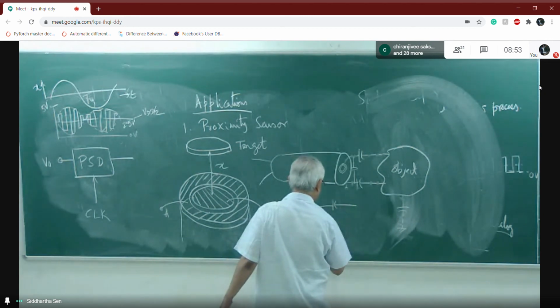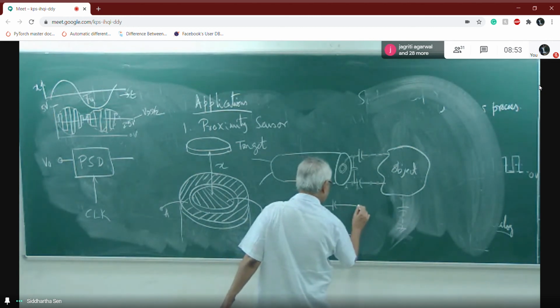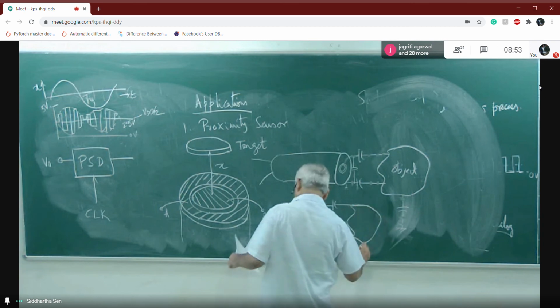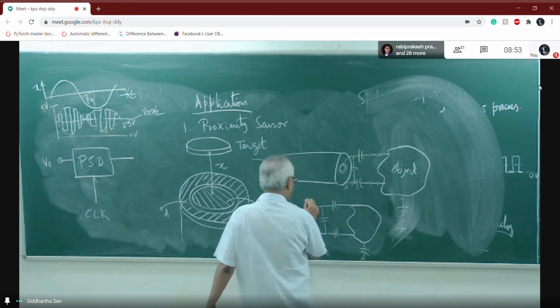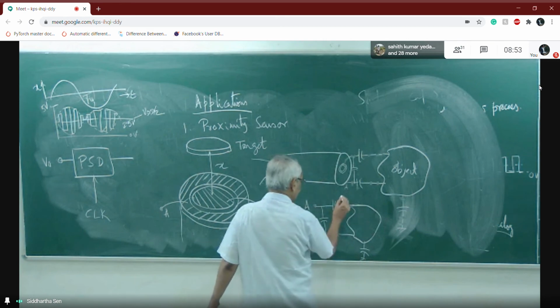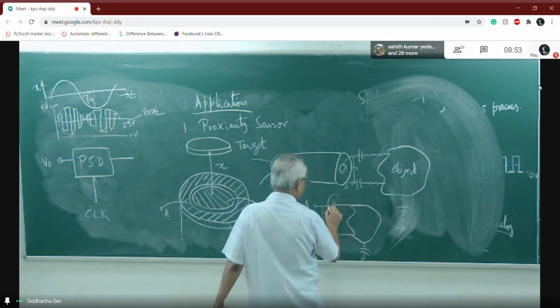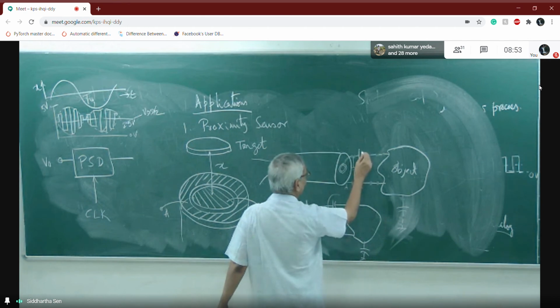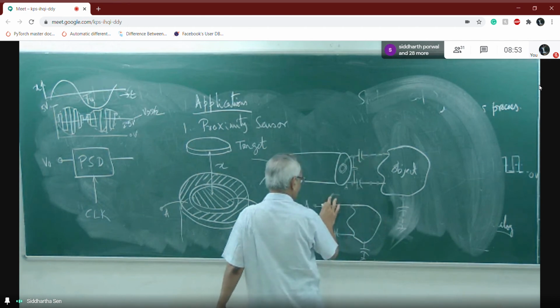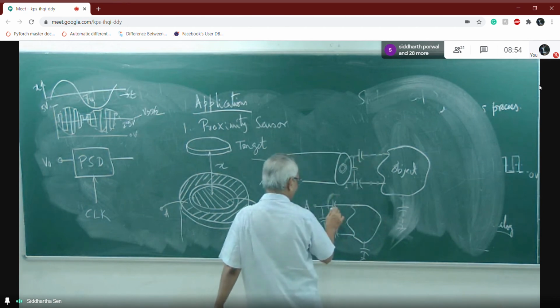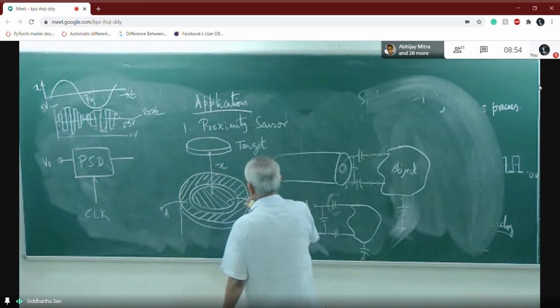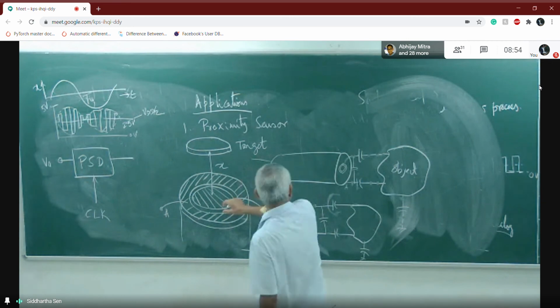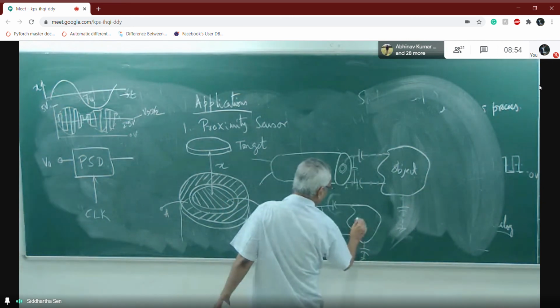Equivalent circuit. First of all, this is your body. This capacitance is this one. This capacitance is this one. These are varied, but there is a fixed capacitance between A and B, which is due to this length here. And this is your object.